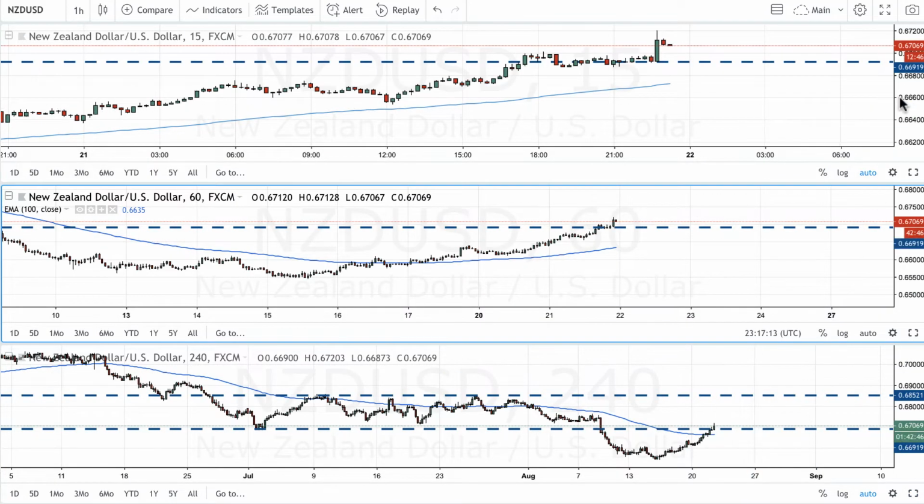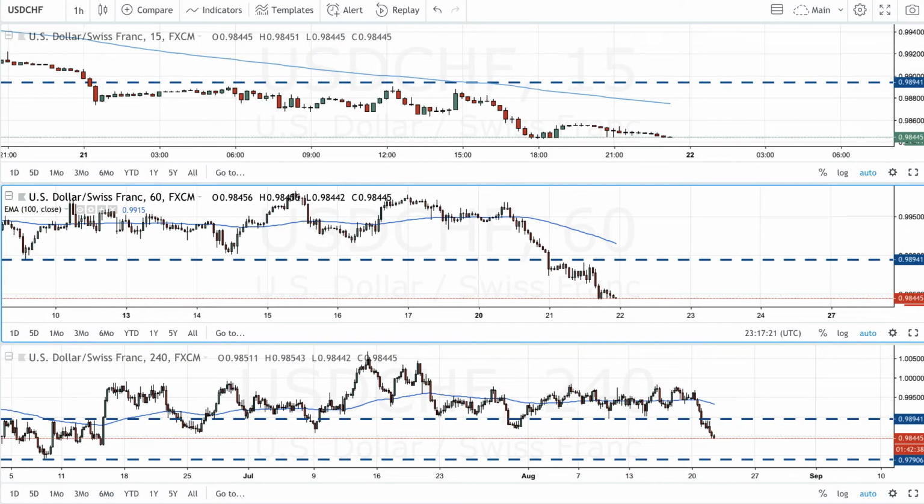So the Aussie dollar, euro dollar, pound dollar, New Zealand dollar, all looking for shorting opportunities. The Aussie and the euro are giving us some shorter term long opportunities. So we'll just have to see how the market plays out there.